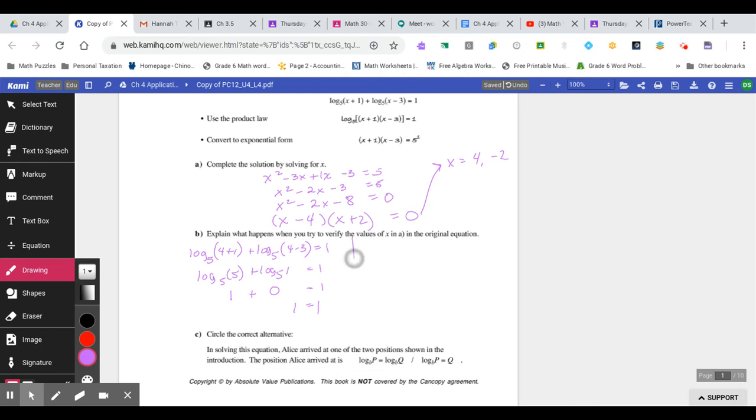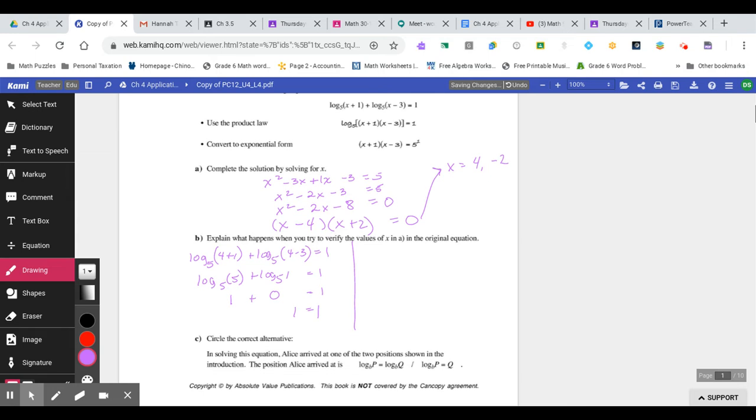But what if we plug the other value, negative 2, in? Keep going. Oh my goodness, we have a problem. This is not possible. Why? Because you cannot take the log of a negative argument. So negative 2 does not work. My only answer is x equals 4.